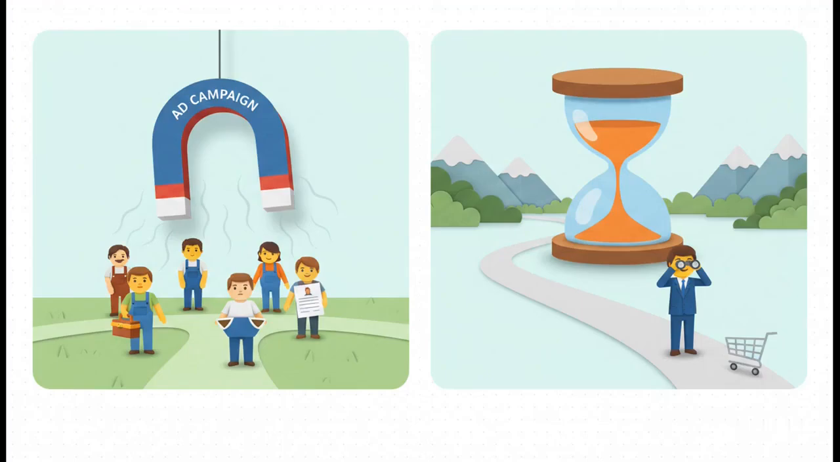So where are these leaks coming from? Well, it pretty much boils down to two main things. First, you're attracting the wrong people, folks who just aren't a good fit for your business at all. And second, you're attracting the right people, but at the wrong time. They're just looking around, not ready to pull the trigger.